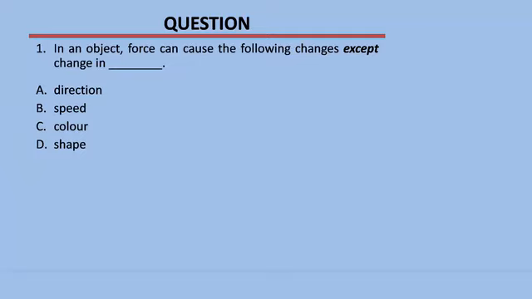The correct answer is C. Force can change the direction of an object, it can change the speed, it can also change the shape, but it cannot change the color of the object.